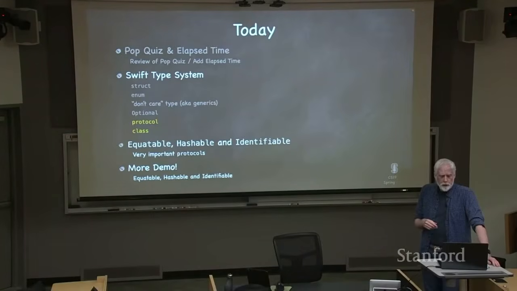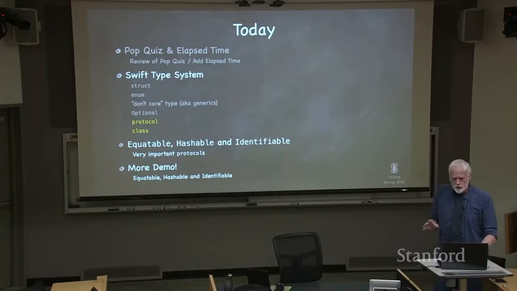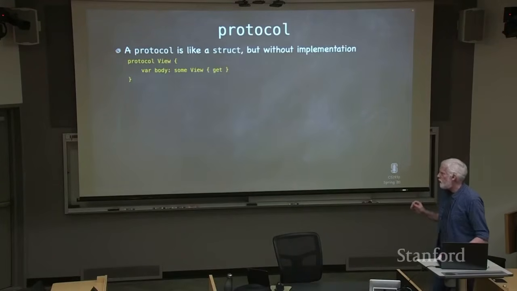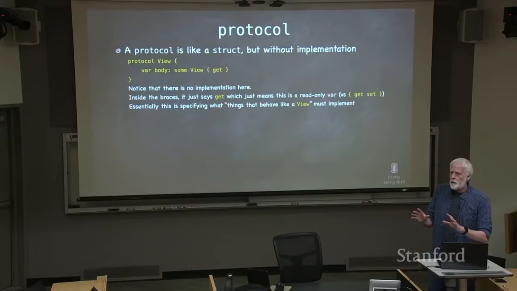So now we're going to talk some more about the Swift type system. All right, we covered kind of the main things of the Swift type system, but now let's talk about protocol and class in a little more detail. So first of all, protocol. So a protocol, you all have read your homework, right? You read the reading assignment. You know what a protocol is. You've seen all this. So I just want to emphasize it.